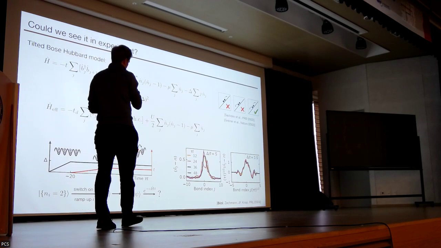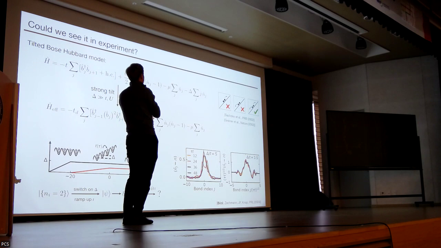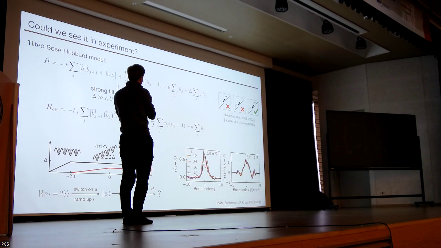And then indeed we see promising signatures when the hopping, t, is small, so the ratio of tilt over hopping is correspondingly large.